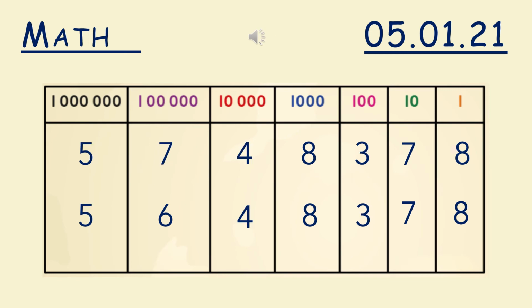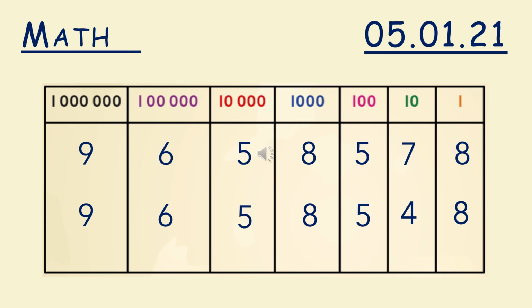Here's another example to help. I placed two more numbers in the place value grid. 5,748,378 and 5,648,378. Again, by starting with the largest place value, we see that the millions are equal at 5 million each. But when we move to the 100,000s, we see that 700,000 is larger than 600,000, meaning the top number is the largest.